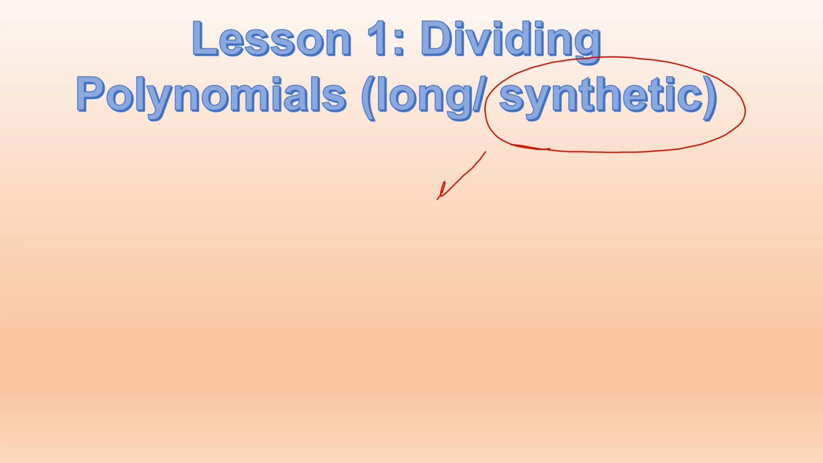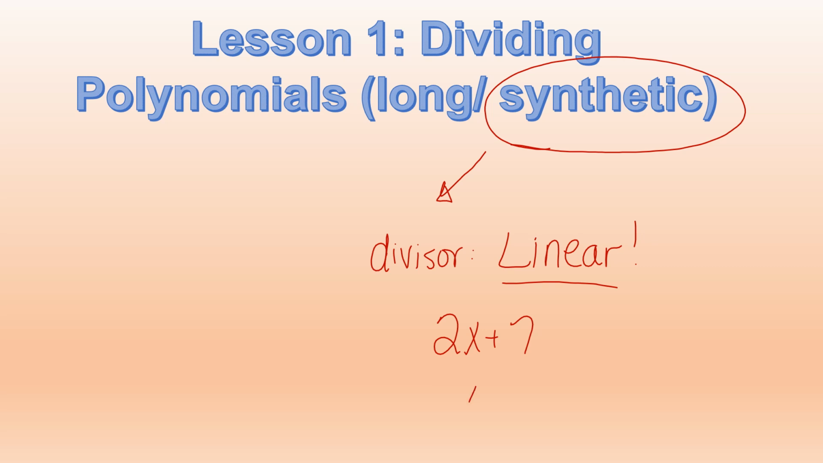And a quick reminder, the divisor for synthetic has to be linear. It cannot be anything else. Now, it can be a 2x plus 7. It could also be an x minus 4. So as long as it is a linear divisor, then you can do synthetic.